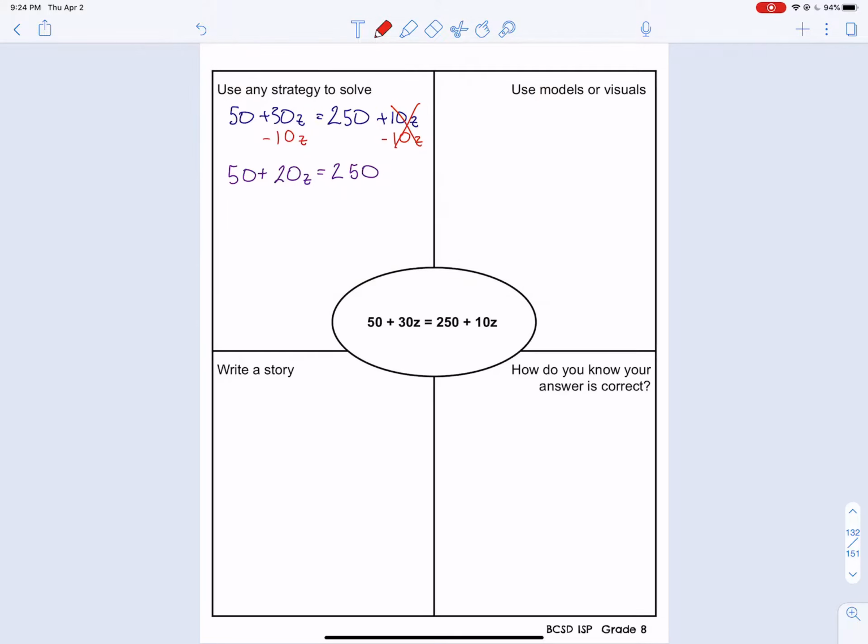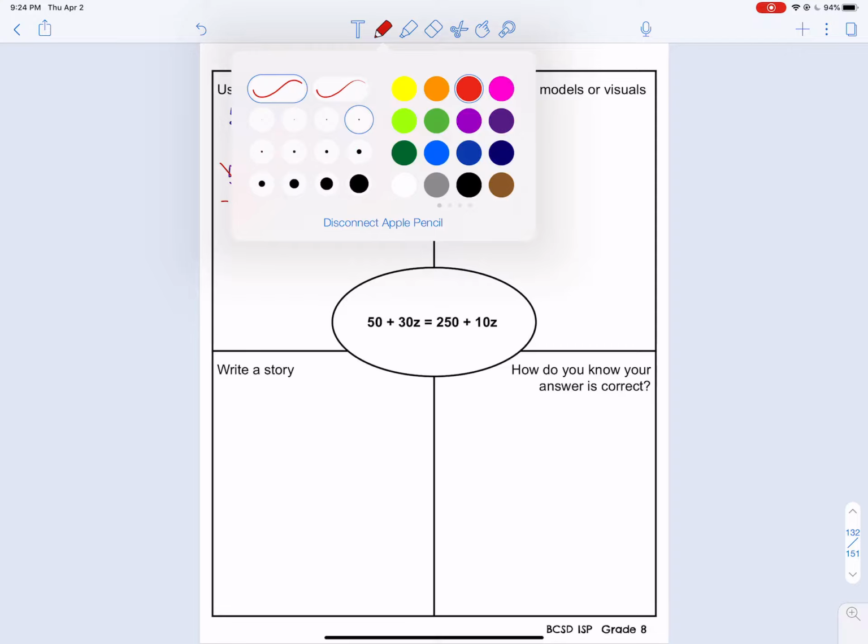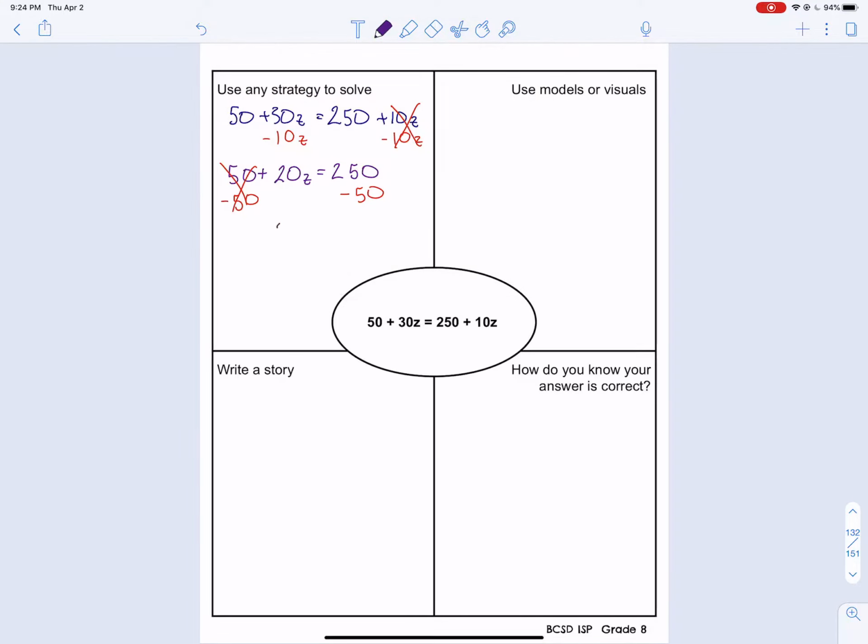Okay, now we have the variable on the left. So I want to get rid of all the other numbers around it. Let's subtract the 50. So that makes a 0. Subtract the 50 on the right. And that leaves us with 20z on the left equals 200 on the right side. Then our final step, divide by 20 on both sides. And that will give us z equals 200 divided by 20. Okay, those cancel, we get 10.